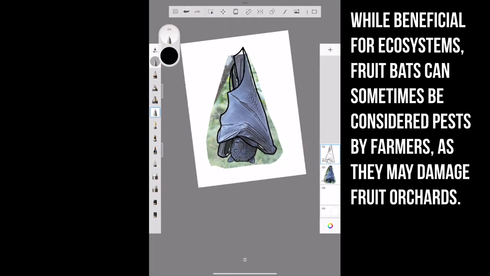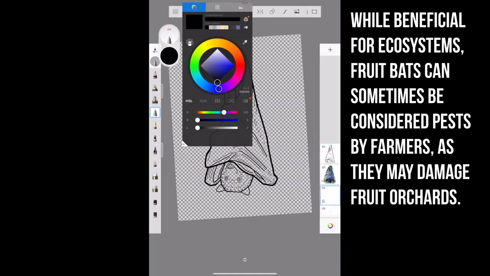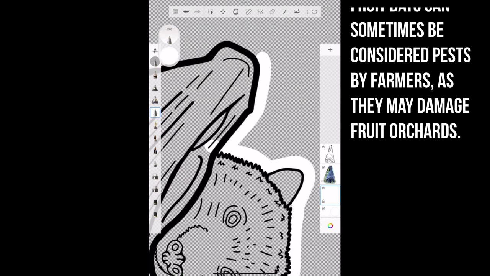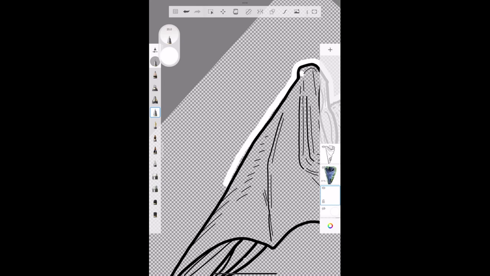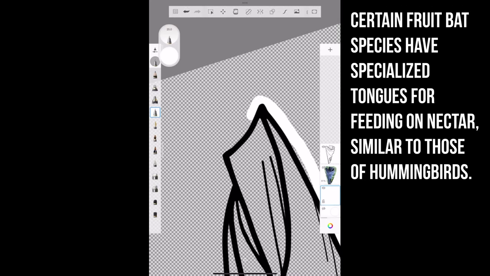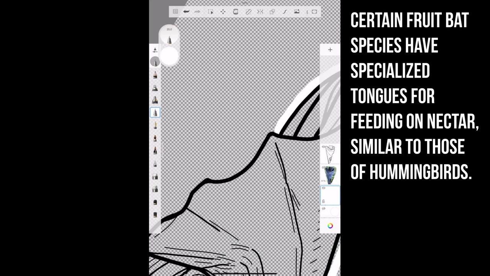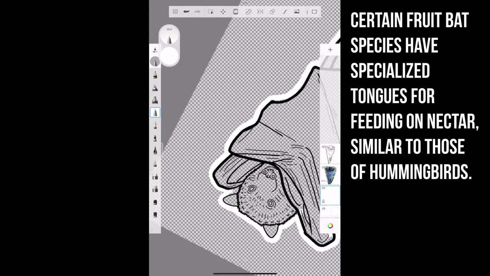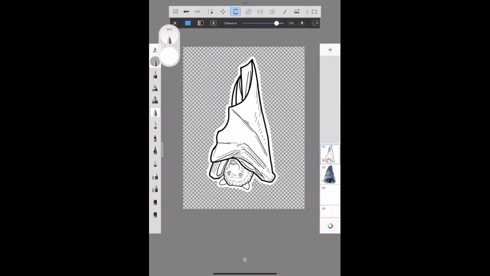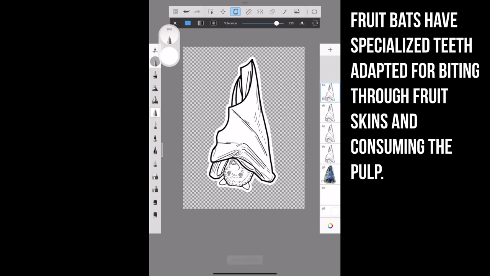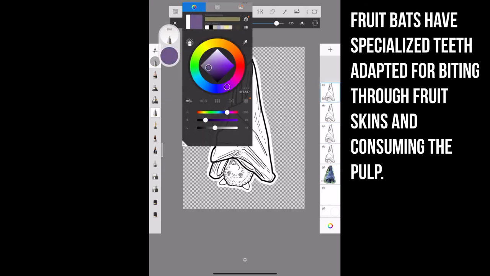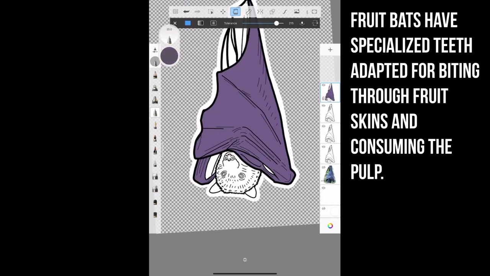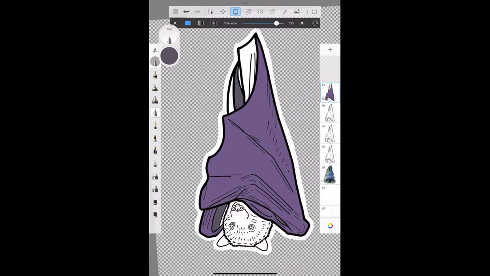While beneficial for ecosystems, fruit bats can sometimes be considered pests by farmers, as they may damage fruit orchards. Certain fruit bat species have specialized tongues for feeding on nectar, similar to those of hummingbirds. Fruit bats have specialized teeth adapted for biting through fruit skins and consuming the pulp.